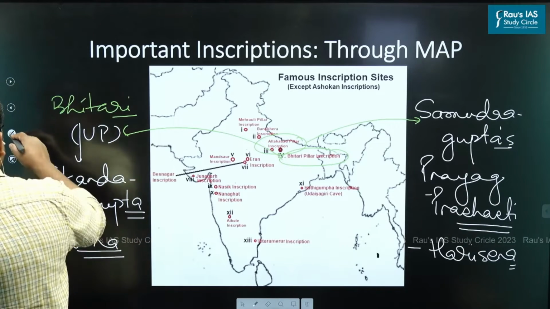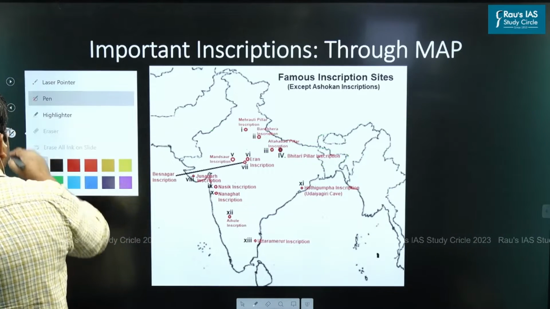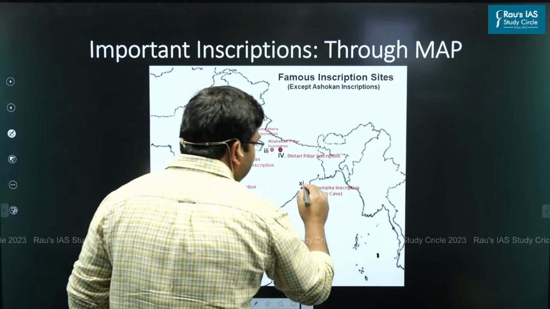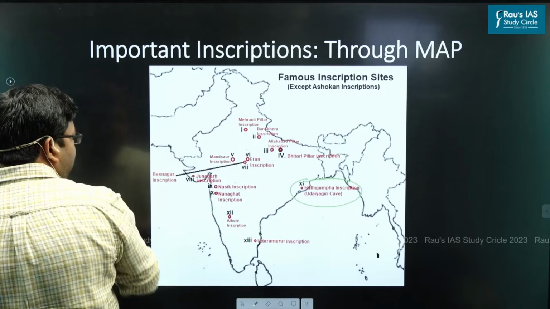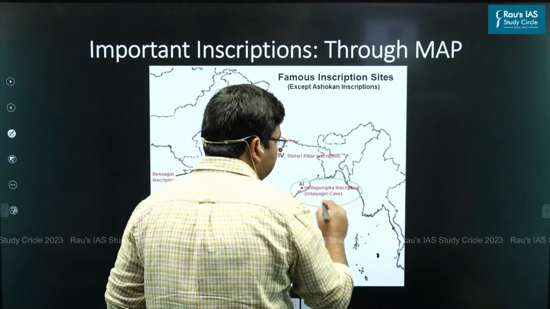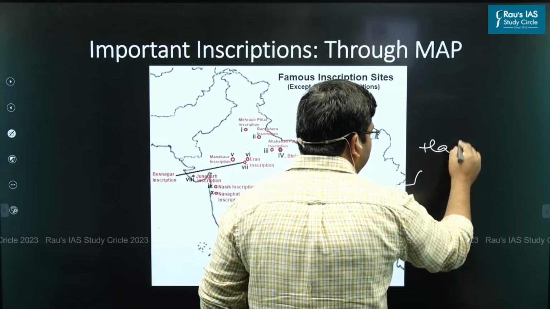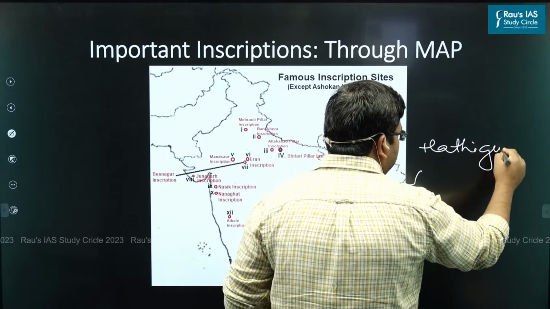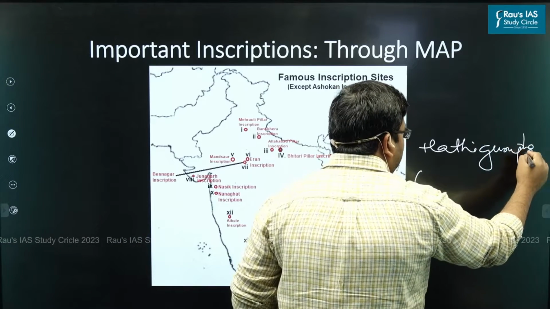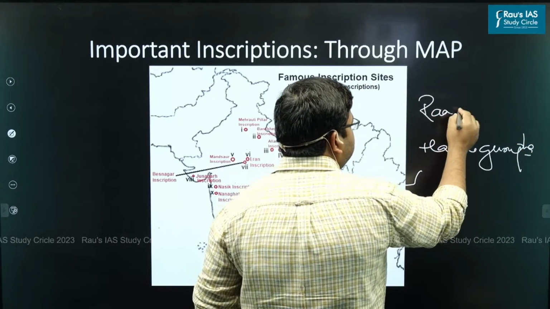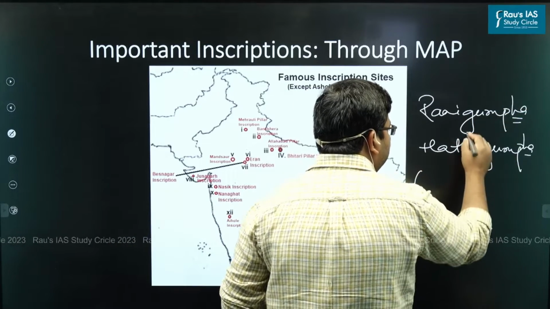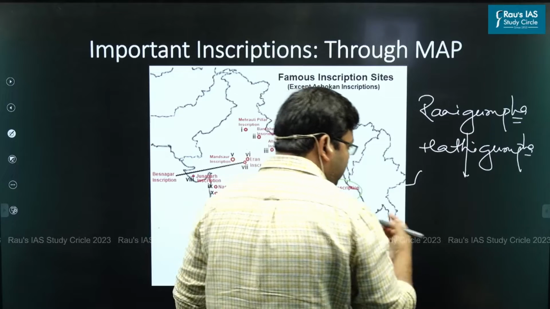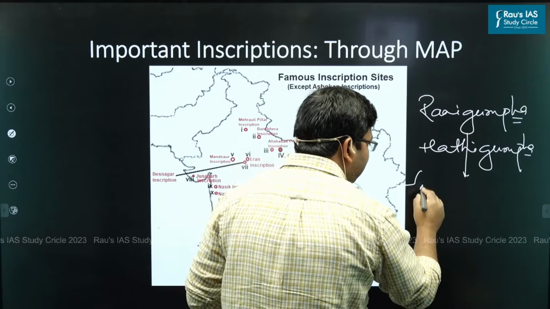Again, the next important inscription is the Hathigumpha inscription. Now, Hathigumpha and Ranigumpha were the caves constructed by the great Jaina ruler Kharvel.